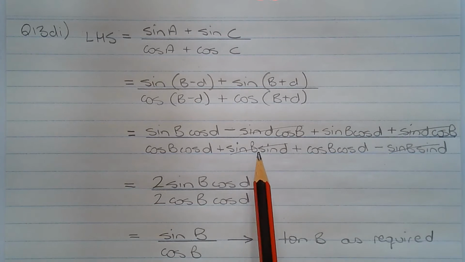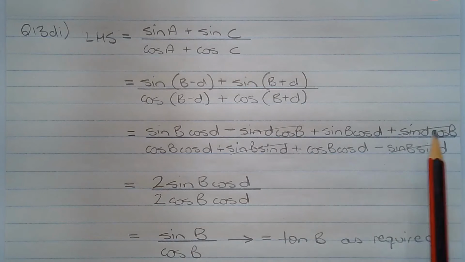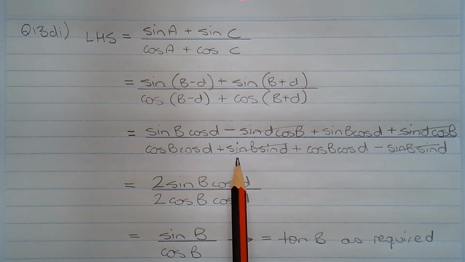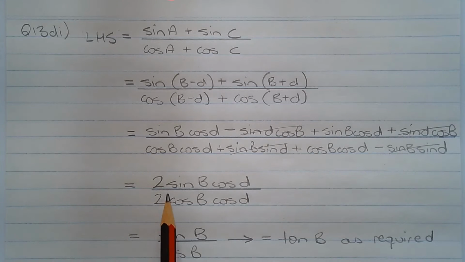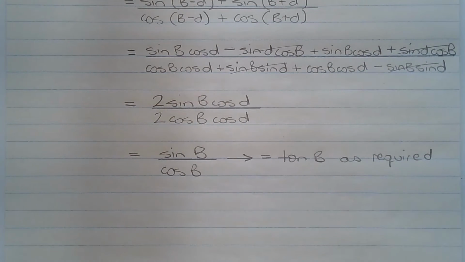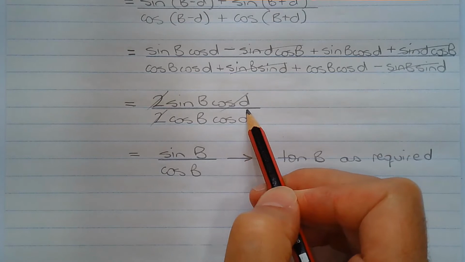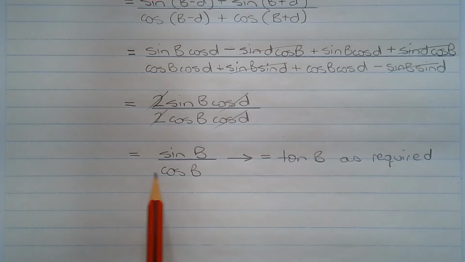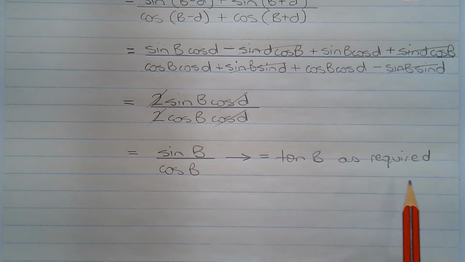Now in the numerator, the sin d cos b terms will cancel, and in the denominator, the sin b sin d terms will cancel. So that equals 2 sin b cos d over 2 cos b cos d. And this 2 and this 2 will cancel, and cos d and cos d will cancel there. And that equals sin b over cos b, which equals tan b as required.